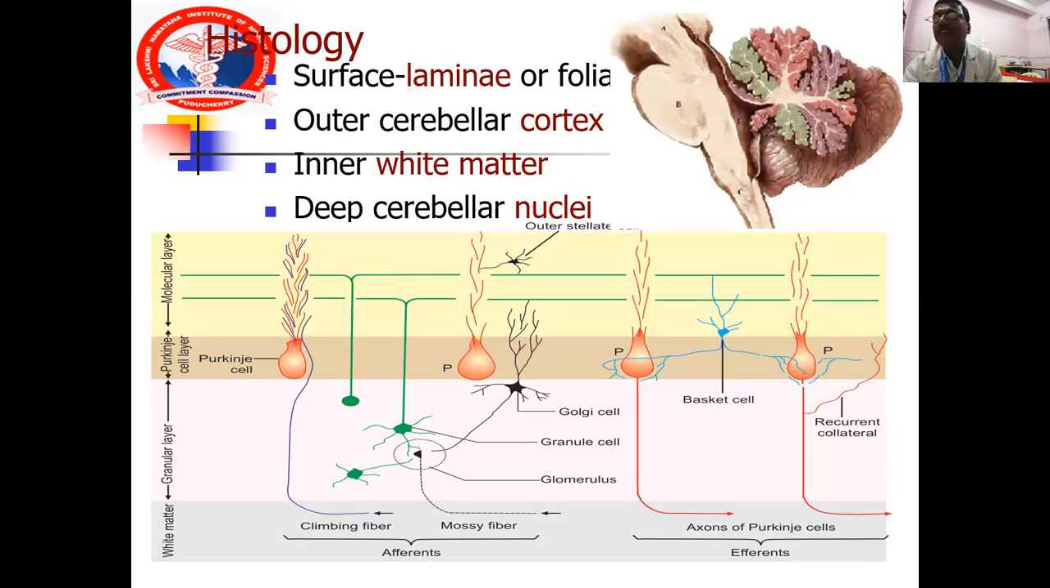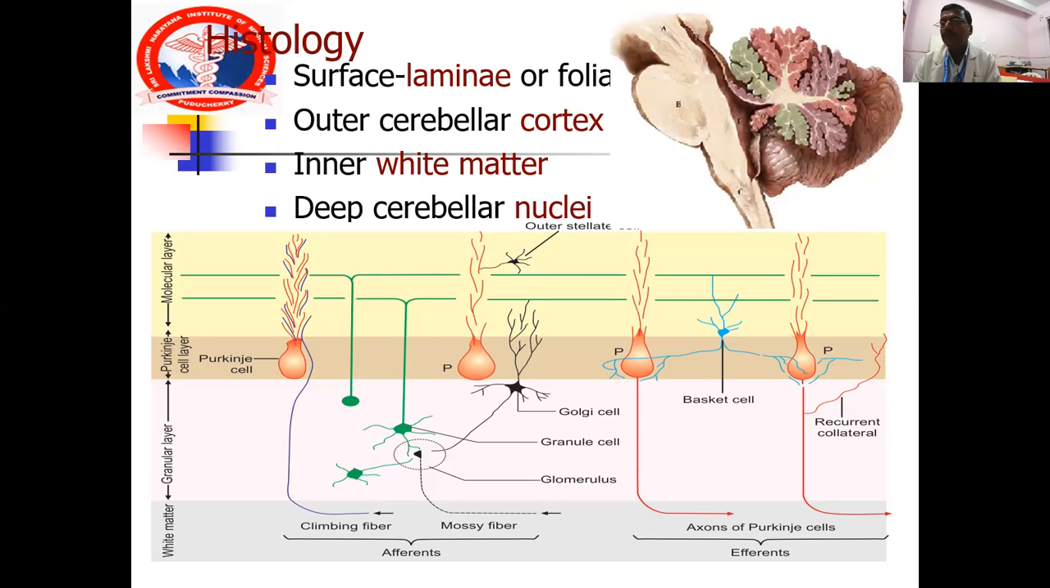This picture shows histologically the specialized cells present in the cerebellum. In the outer layer are stellate cells and Purkinje cells, and the middle layer will have the Golgi cells, granule cells, and glomerular cells. And the deep layers carry the information from these layers into the next layer. That is through the afferent fibers, which are the climbing fiber and mossy fiber.